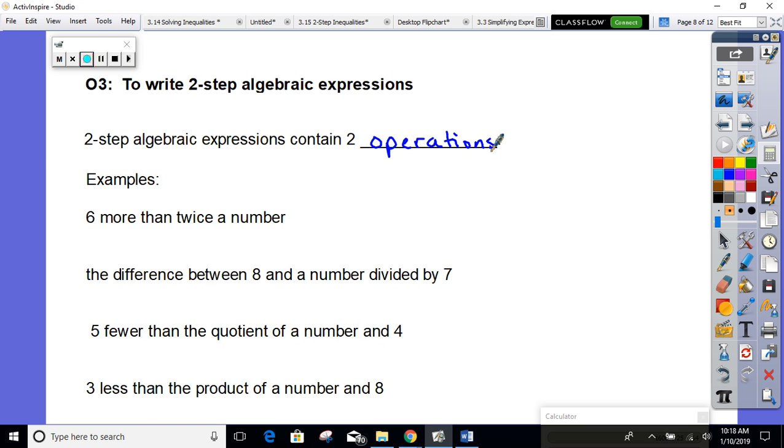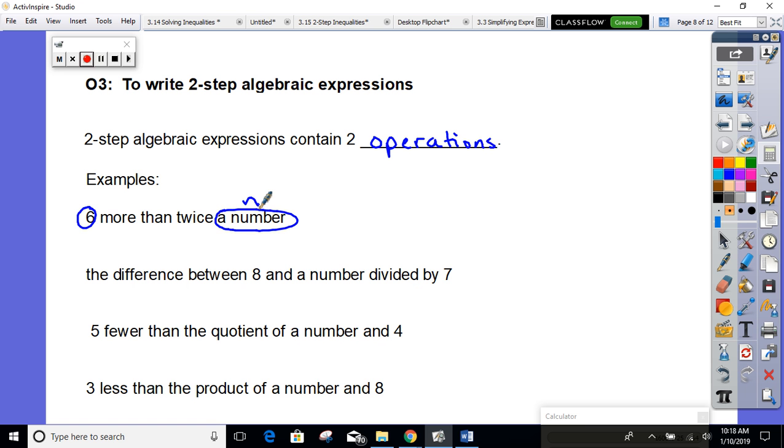So the example here says we have 6 more than twice a number. So we've got the number 6, and then we have a number. I'm going to use n. That's my favorite variable to use, n for number. Yes? You know how there could be like an addition? Mhm. Could there be like 2 additions? It's possible, but we're not going to see those in any of the ones that we write.